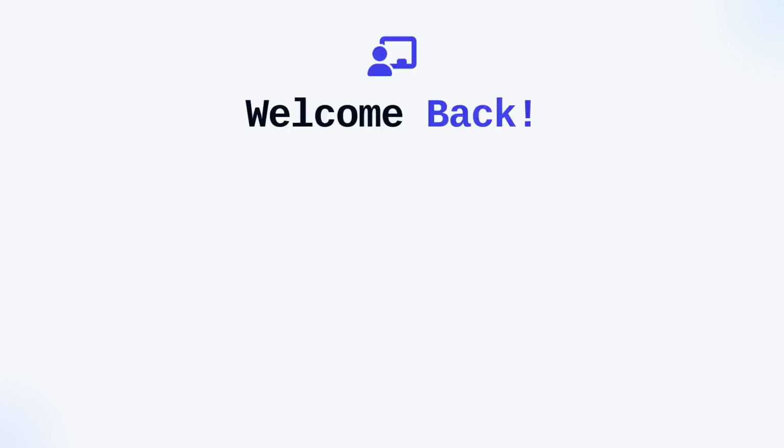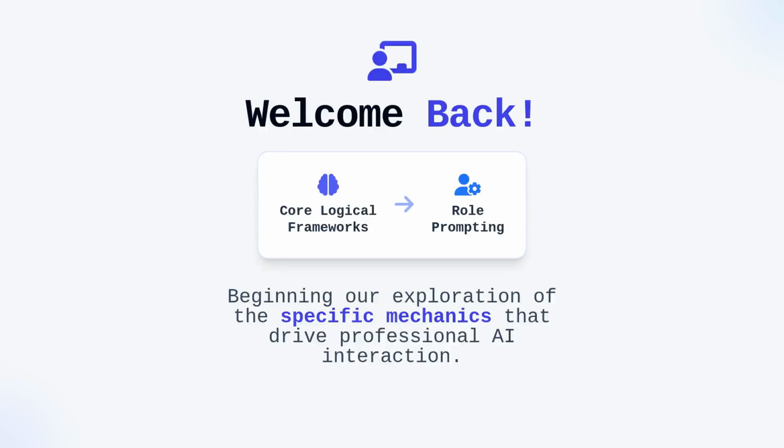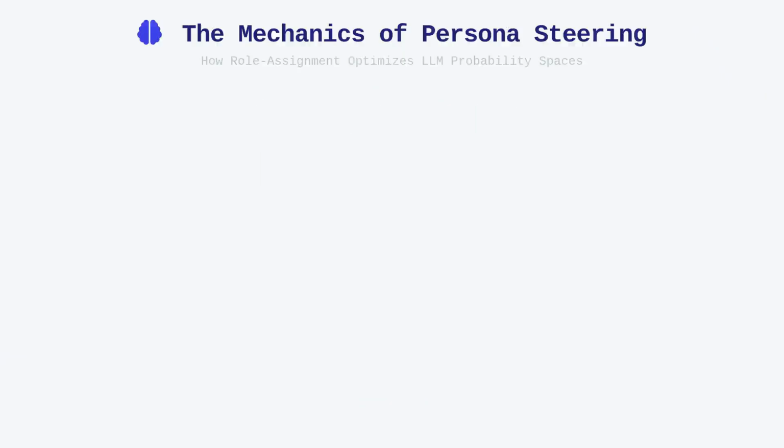Welcome back. In this lecture, we begin our exploration of core logical frameworks by examining the specific mechanics of role prompting. When we interact with a large language model, we are essentially navigating a massive probability space where the output is determined by the statistical likelihood of the next token. By assigning a specific persona to the model, we perform a form of steering that restricts this probability space to a more relevant domain of discourse.